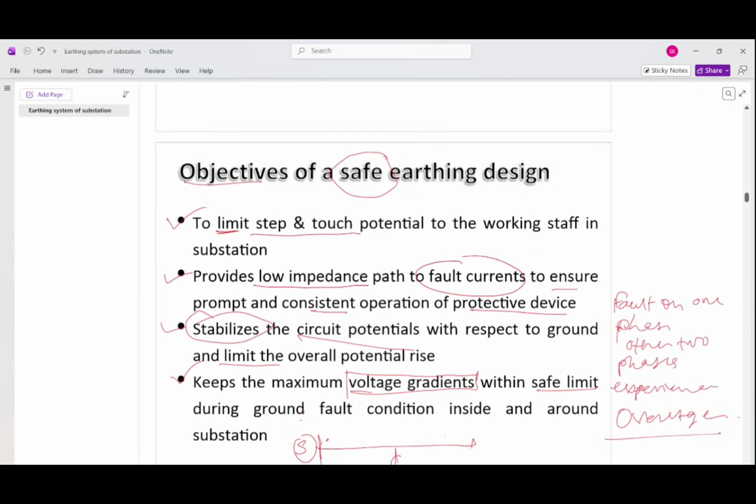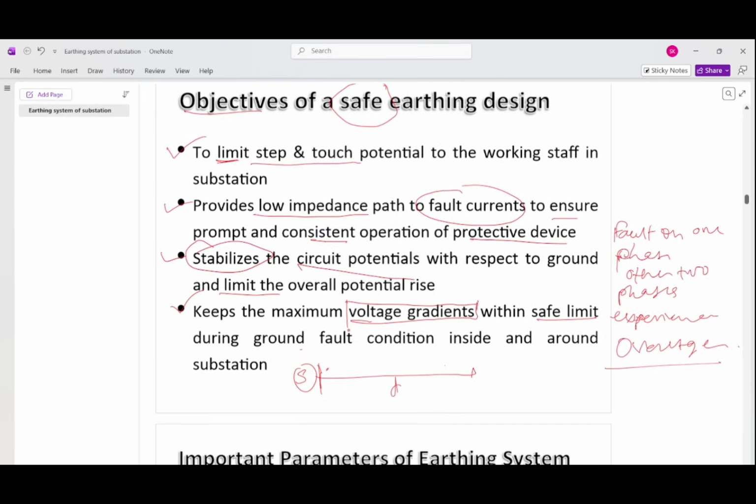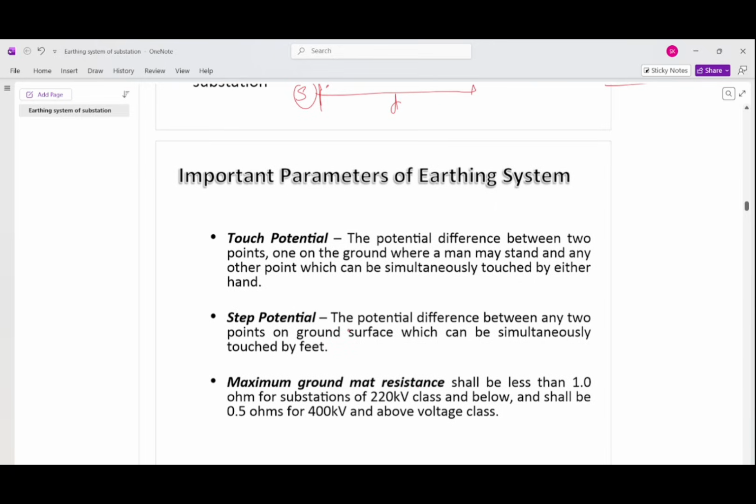So these are the objectives of the safe earthing system design. Very important topic we have discussed. Now, what are the important parameters of the earthing? First one is touch potential: the potential difference between two points, one on the ground where the man may stand, and any other point which can be simultaneously touched by either hand. So this is the touch potential we have discussed above also.